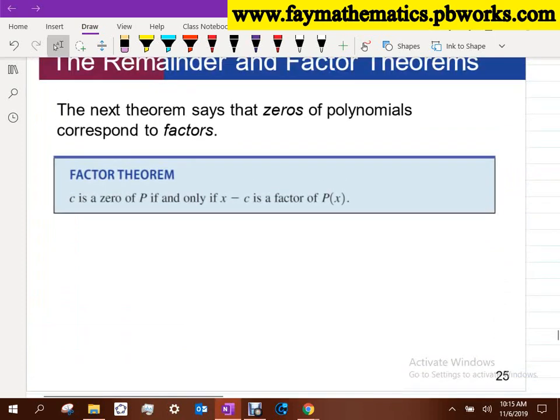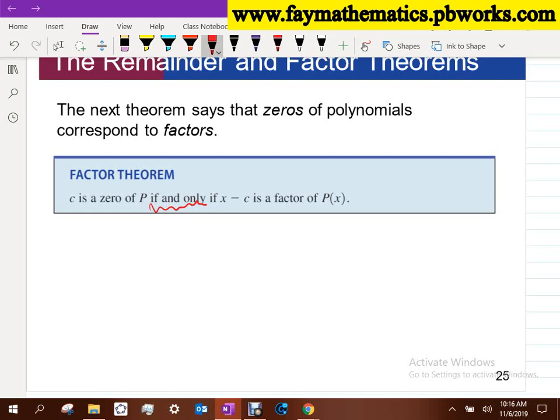We're going to factor theorem. Okay? And this is really what's going to, the remainder theorem along with the factor theorem is going to allow us to start breaking these larger, higher degree polynomials down into their linear factors. Okay? The factor theorem is a biconditional. It says if and only if here.